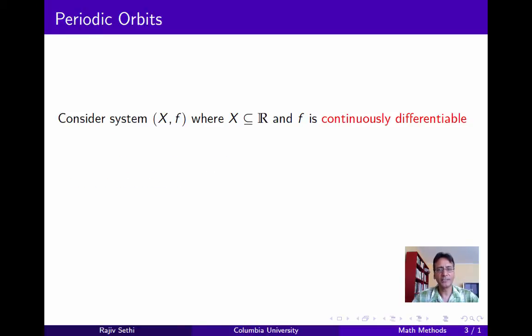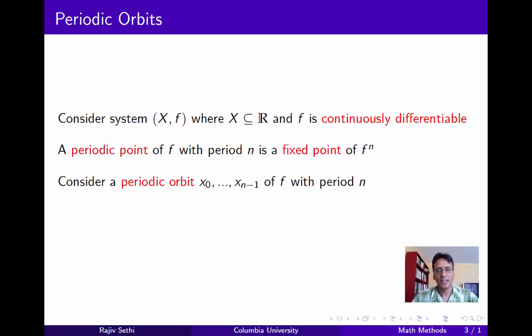So consider a dynamical system x_{t+1} = f(x_t), where X is a subset of the real numbers and f is a continuously differentiable function. We say that a periodic point of f with period n is a fixed point of the function f^n, and a periodic orbit of this system with period n is an array of points x0, x1, all the way up to x_{n-1}, with the property that each point in this array is the image of its predecessor under the function f, and x0 is the image of x_{n-1}. So if you start off at any one of these points, you'll end up every n steps returning to the point at which you started.